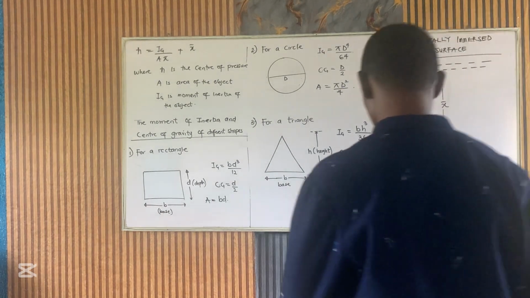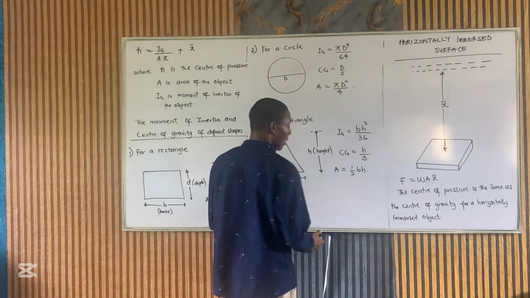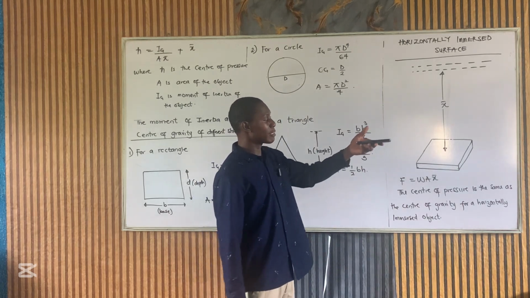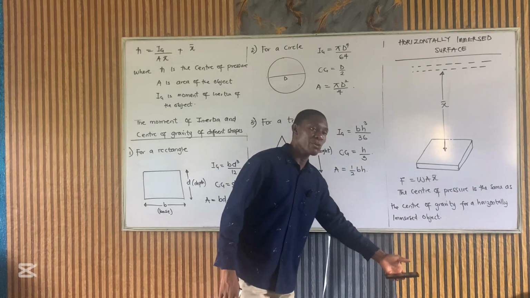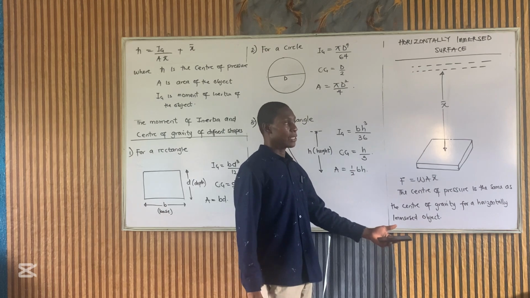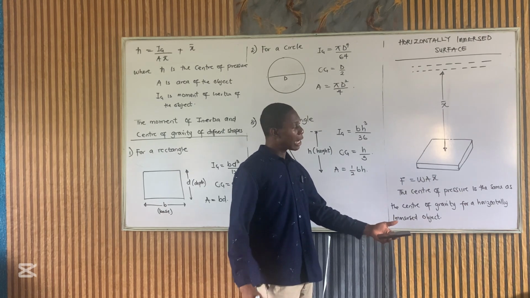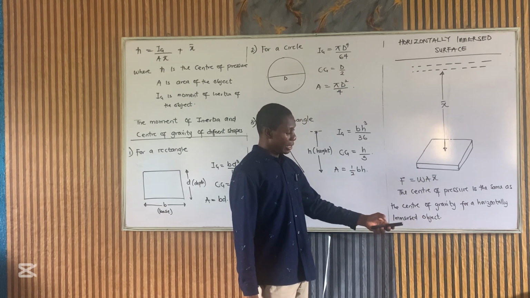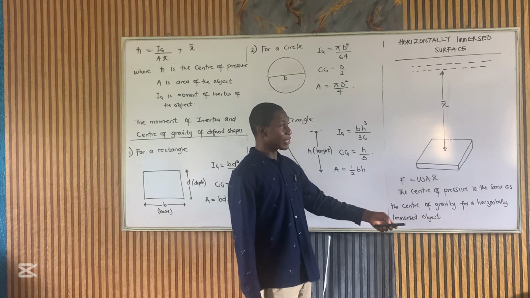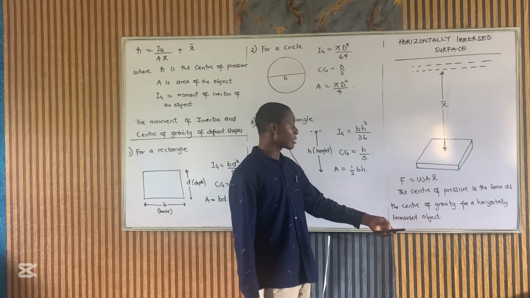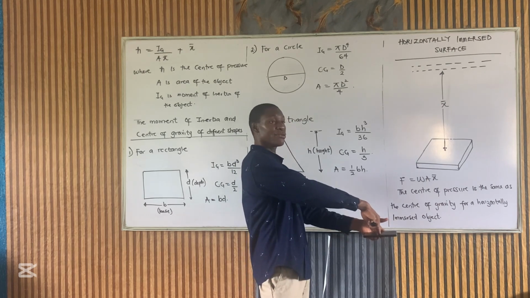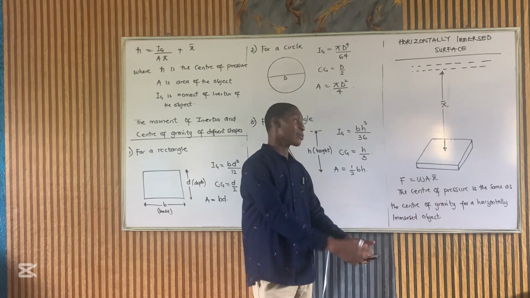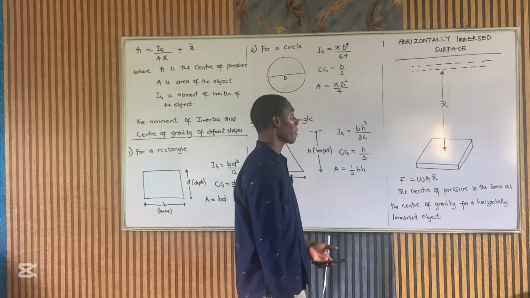Okay, this is a phone now. If you immerse a phone in this manner into a liquid, you've horizontally immersed the object. Have it in mind that the position of center of gravity or center of pressure is just the same, because it's just going to be at the middle of this horizontal surface. So that's that about that.